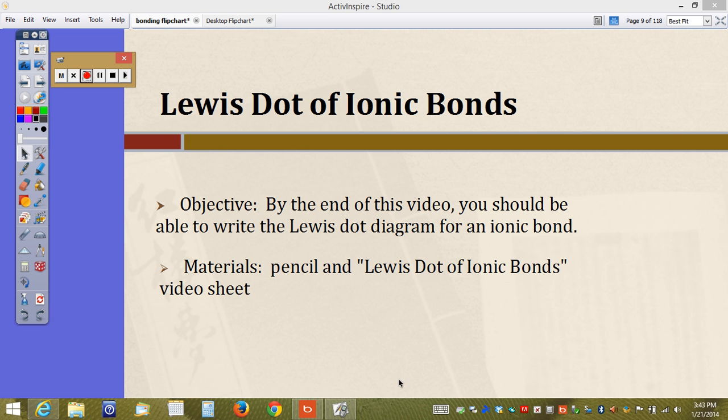This is the Lewis dot of ionic bonds video. By the end of this video, you should be able to write the Lewis dot diagram for an ionic bond. Materials you need include a pencil and the Lewis dot of ionic bonds video sheet, which we do the next day you have class.